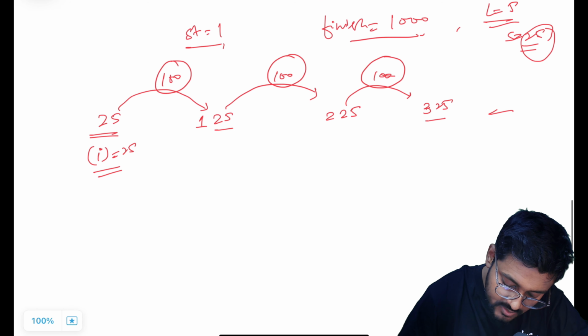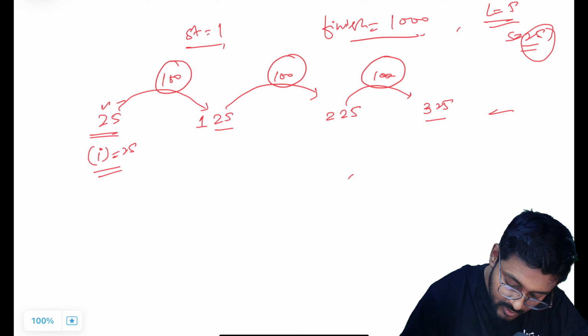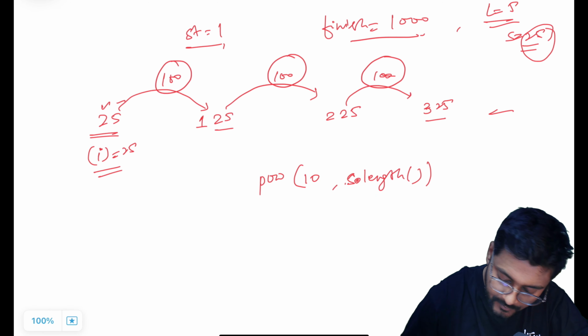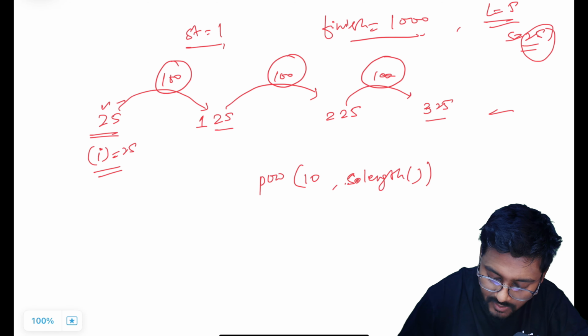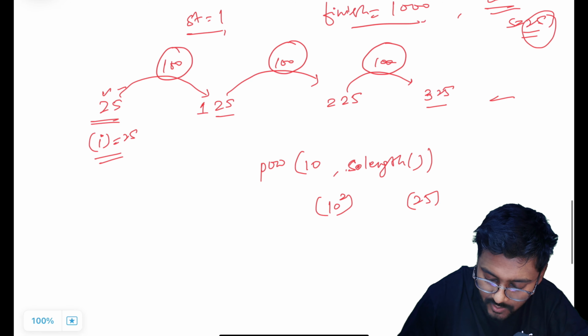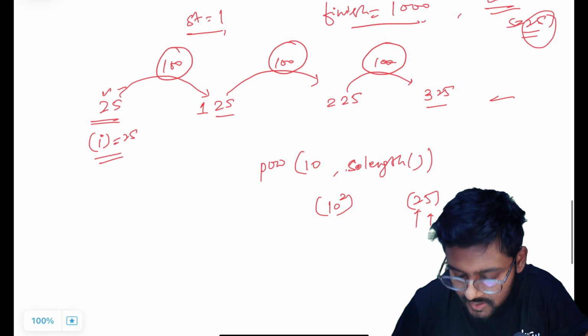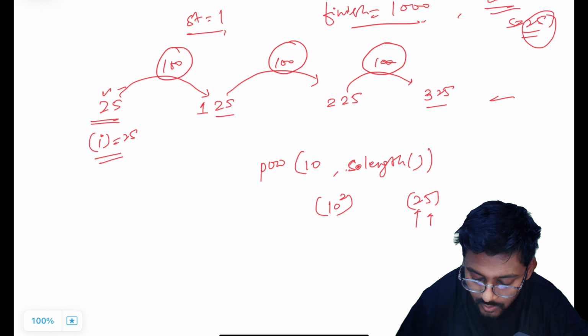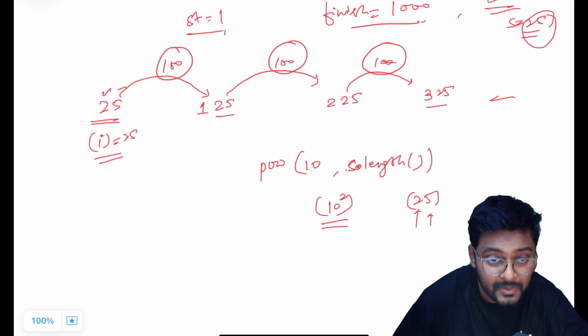This base value is definitely whatever is the number of digits, or you can say s.length. Whatever is the s.length, 10 raised to that, 10^2 for 25. Why? Because there were 2 digits. Digit 1 is 2, digit 2 is 5. 2 digit, so 10^2 can be our base value.